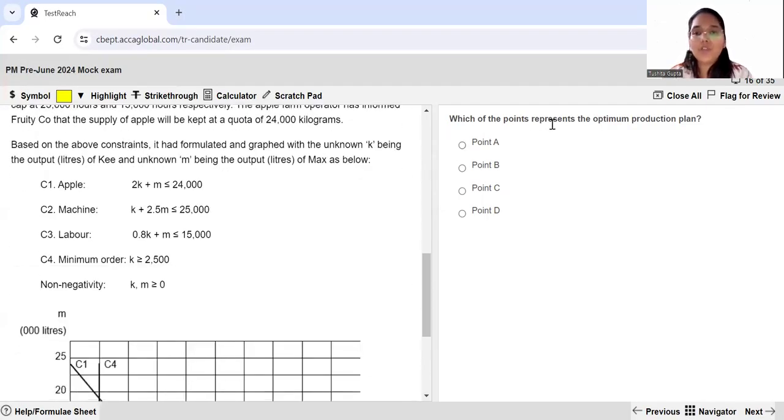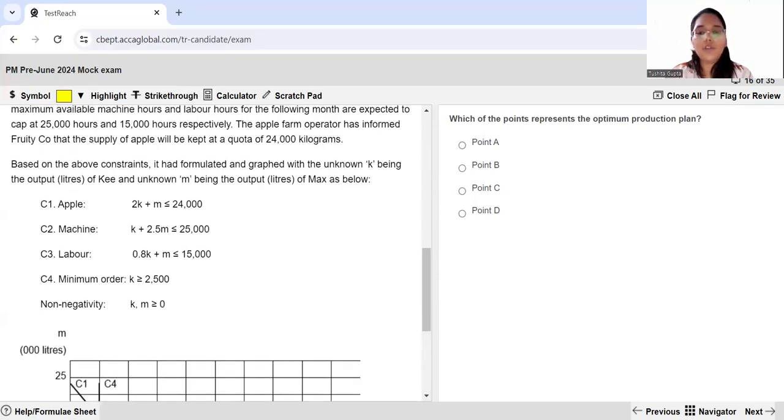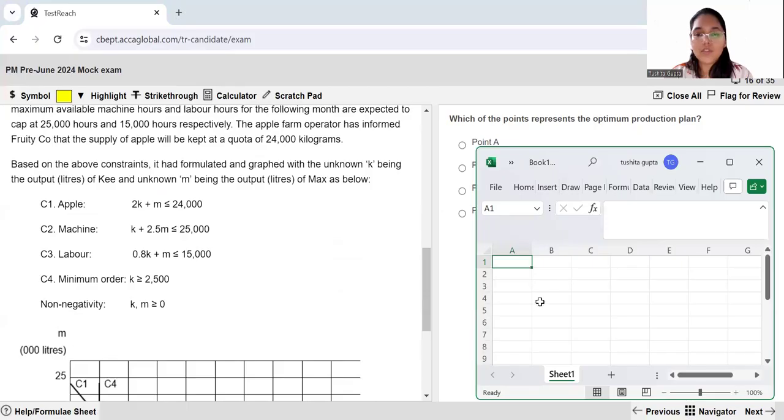Now the first requirement wants you to find out the point which tells you the optimum production plan. So what we're going to do is have these equations solved. I'll randomly pick any two equations and solve them together. What I will do over here is take 2K plus M equals 24,000. This is known as your algebraic method. This is the first equation. Although these are inequality constraints, I have put them equal just for the sake of arriving at a solution. K plus 2.5M equals 25,000. This is the second equation.